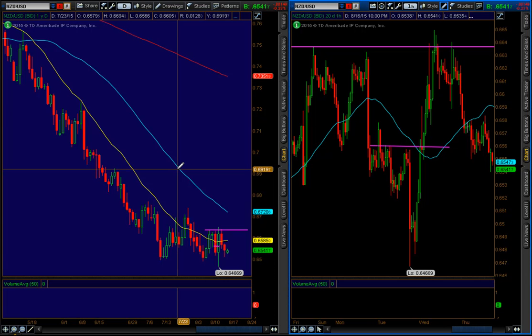Make sure you know the timings. Make sure you know exactly when the major news is coming out, and possibly not trade during those times if you're a beginner, or if you do trade those times, trade small.